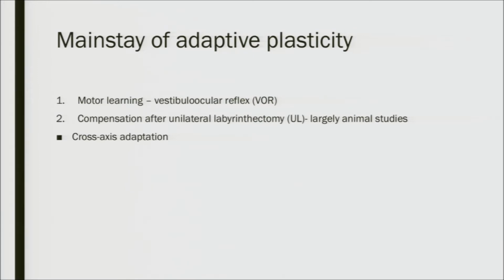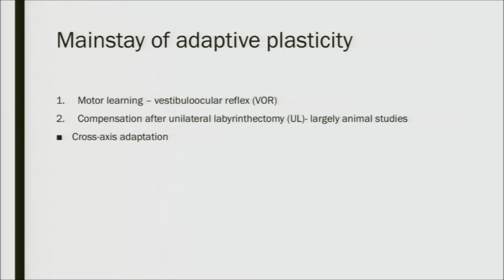There's something called cross-axis adaptation. Now motor learning here, what we're talking about is generally in the linear plane. There is cross-axis adaptation. That means that if your eyes are looking in a certain direction in front and your visual stimulus is coming from above, even that can be compensated. These mechanisms are yet to be learned. We are yet to find out how this is happening.